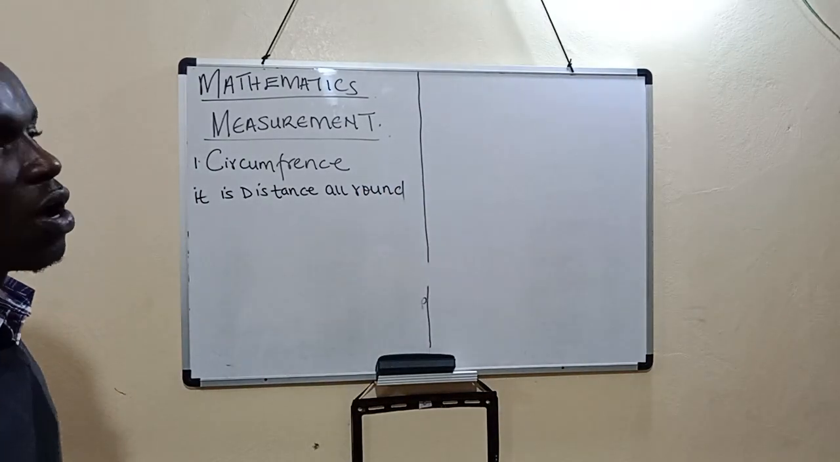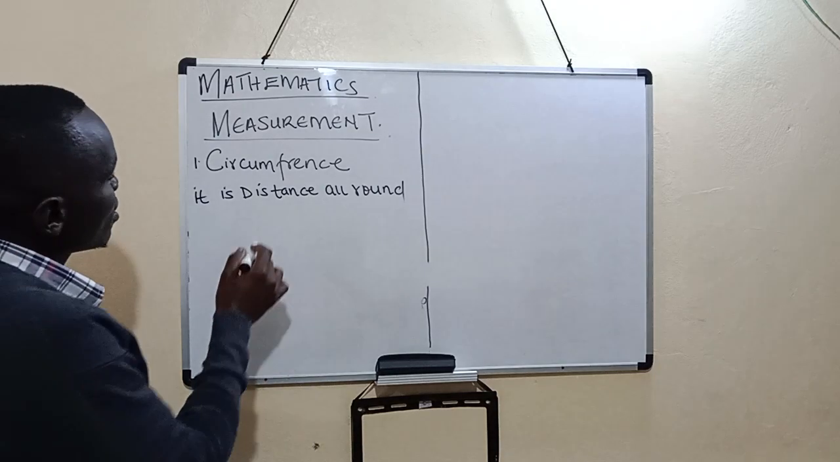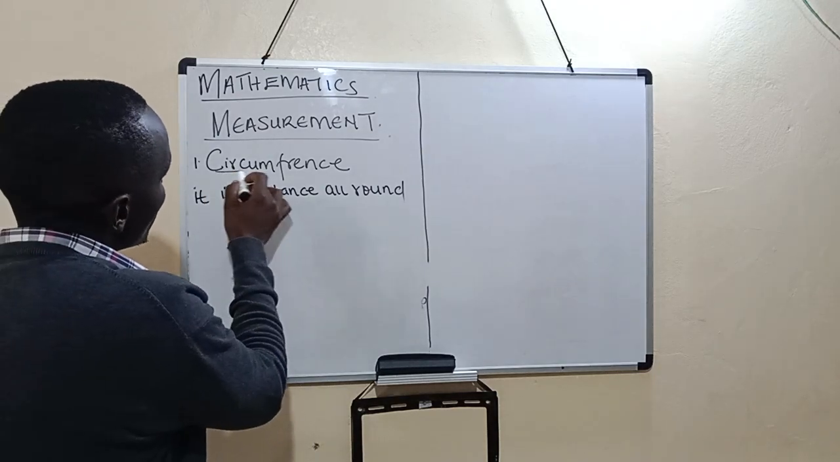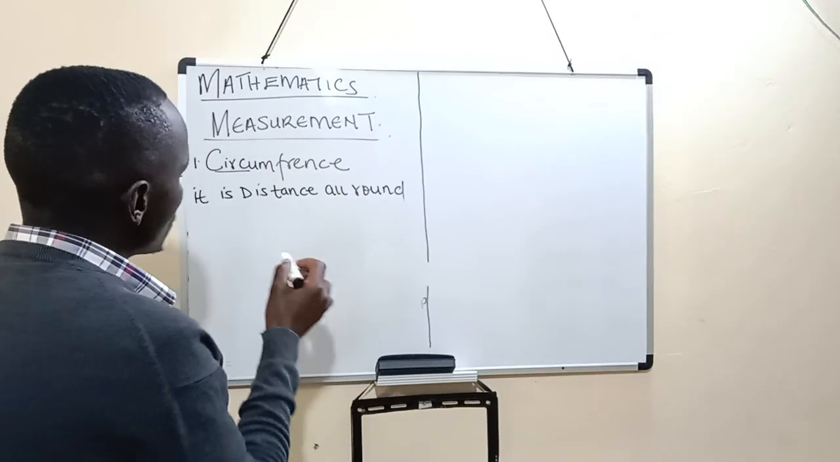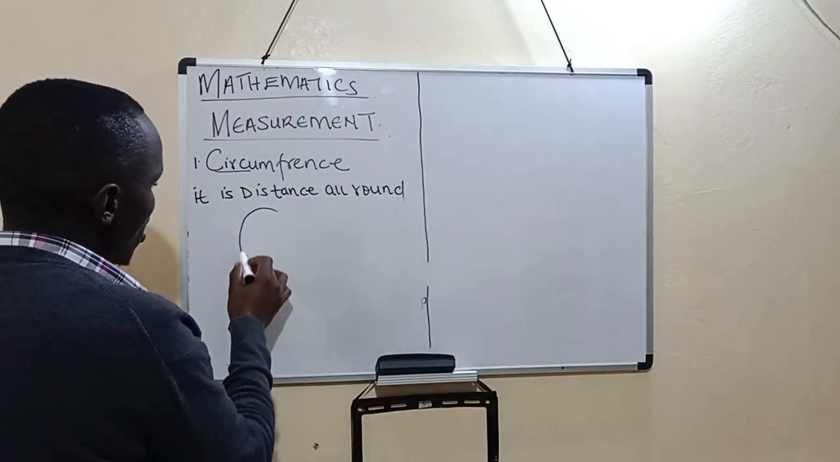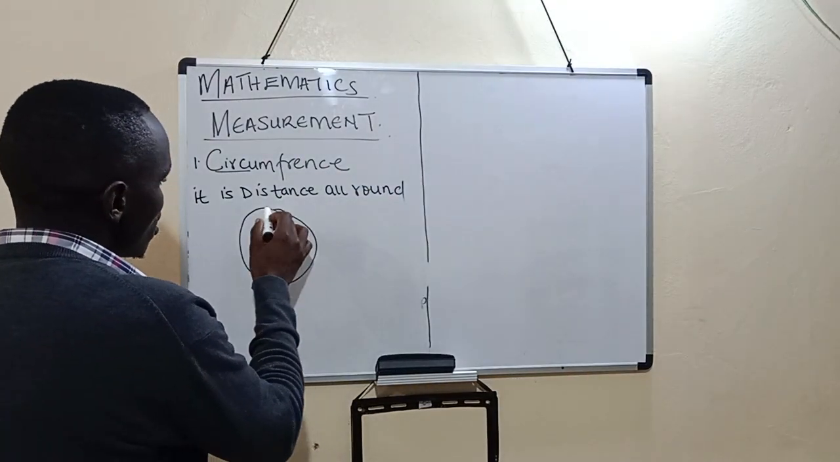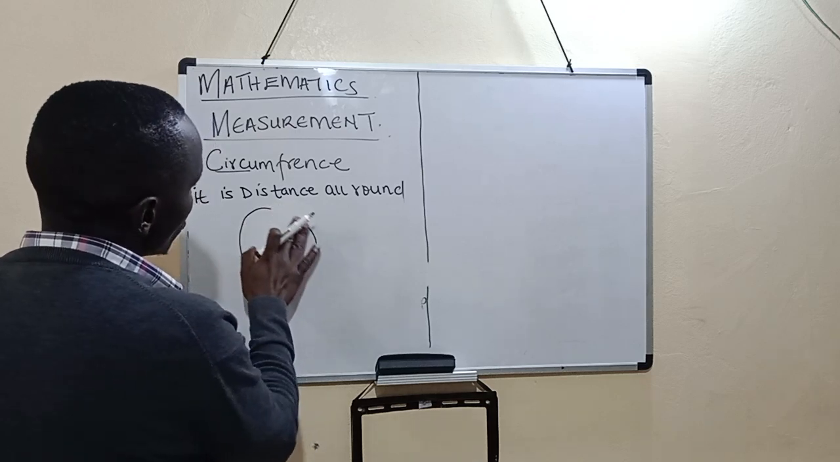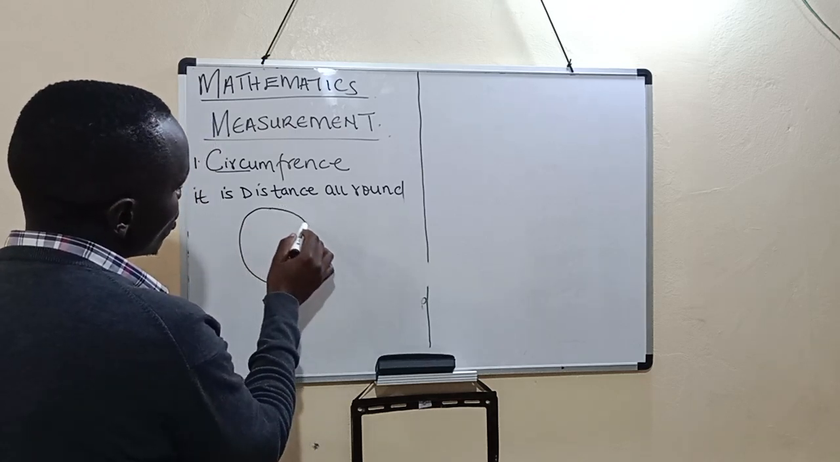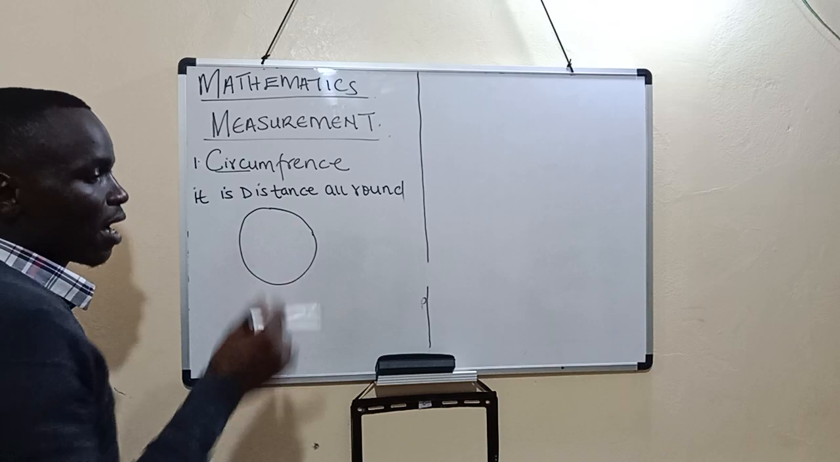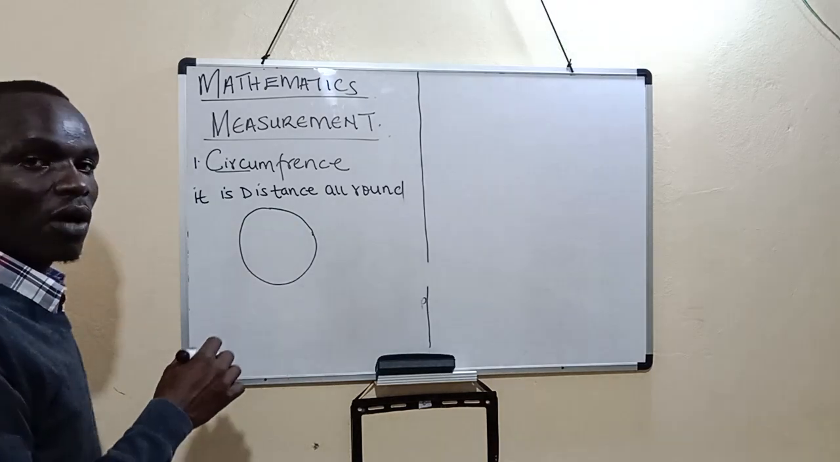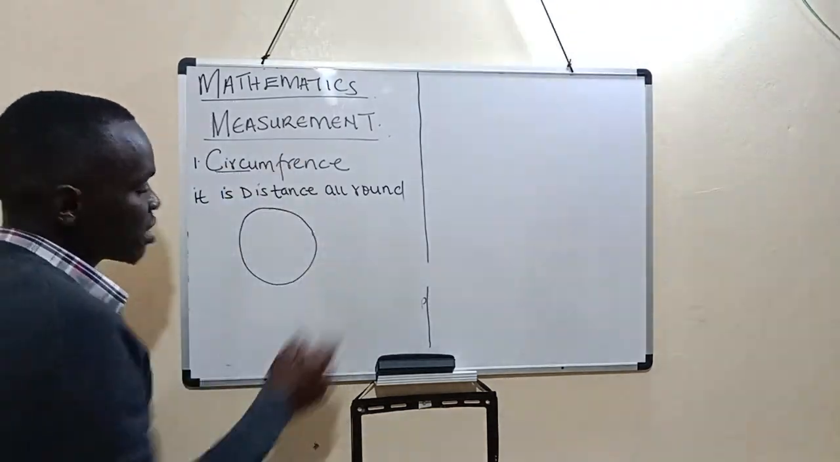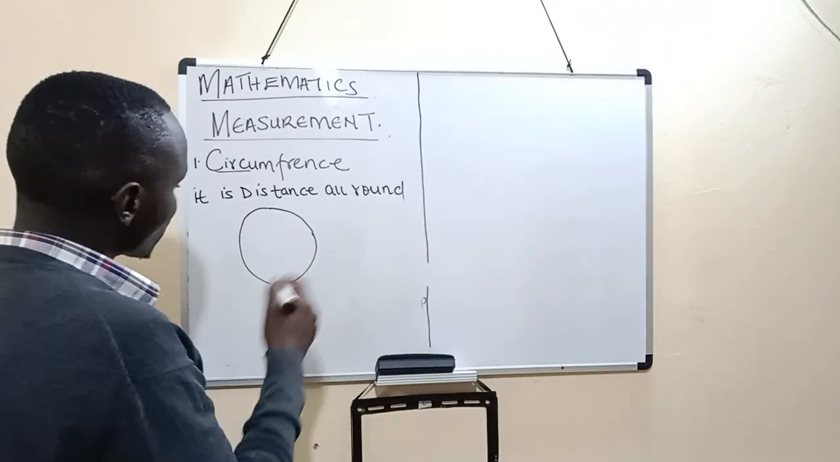The word circumference comes from the word circle, meaning in this case we are talking about something circular. This is a circle. So if we talk about circumference, we are talking about the distance around this circle.